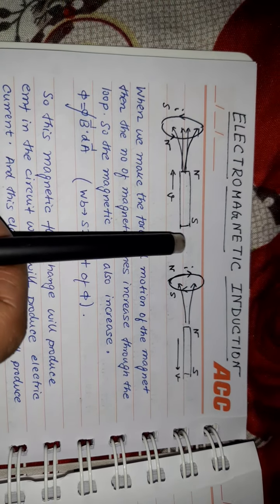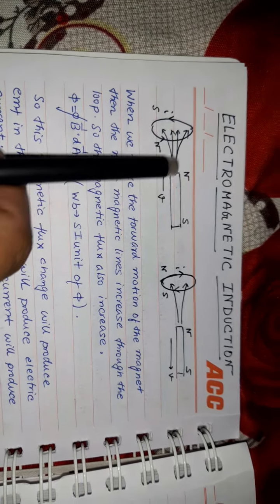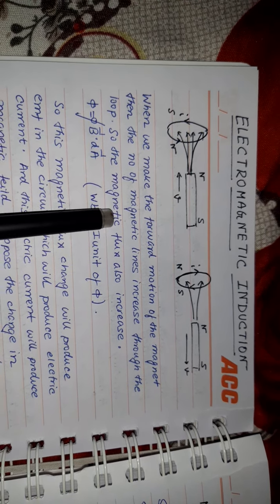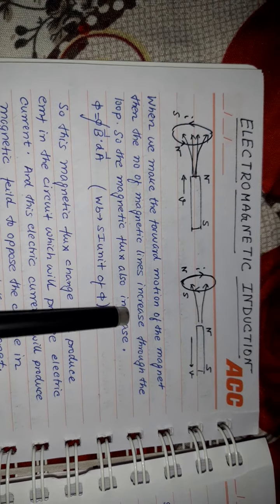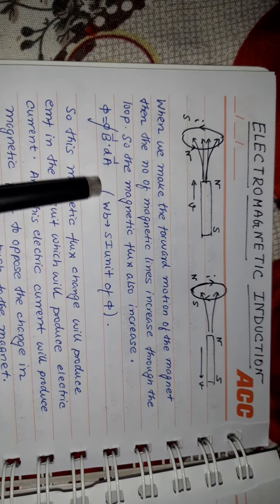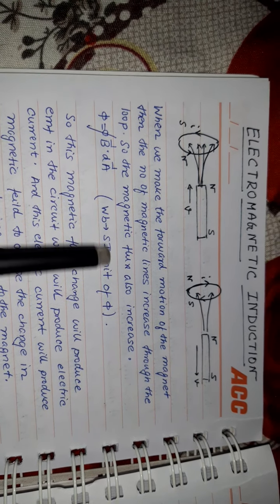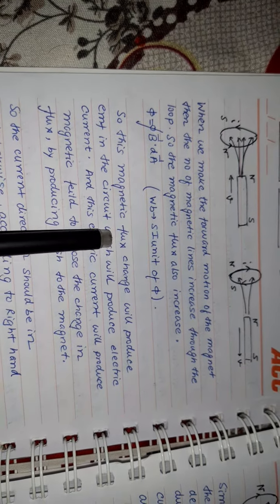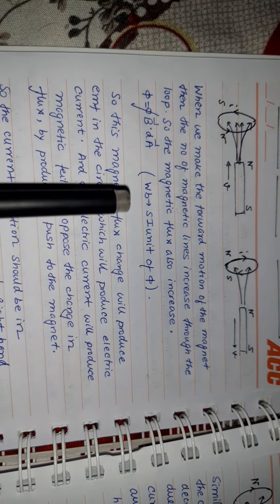Means if we make the magnet go towards the loop, then obviously the number of lines will increase. This is the basic. But this increase in magnetic lines will make the magnetic flux increase, because we know phi is equal to closed integral of B dot dA. So obviously if the magnetic lines increase, then the magnetic flux will also increase, and the SI unit of magnetic flux is Weber. This is to remember. So this magnetic flux change will produce EMF in the circuit, which will produce electric current.